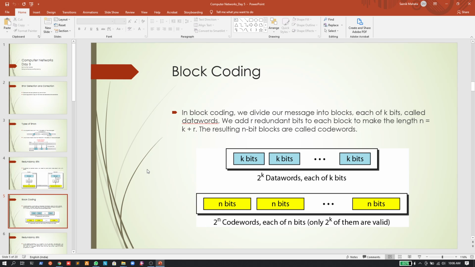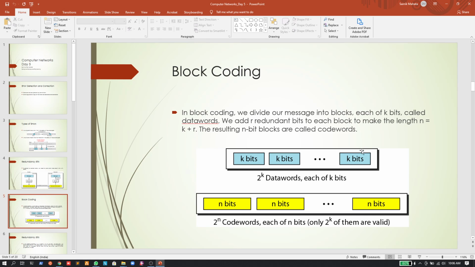Now let us understand block coding. In block coding we divide our message into blocks, as the name suggests. If you remember, the first responsibility of the data link layer was to divide data into frames, or in this case we can say blocks. So in block coding we divide our message into blocks, and suppose each block is of k bits of data.